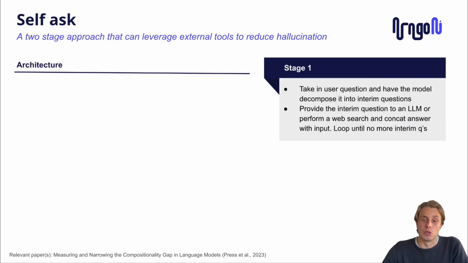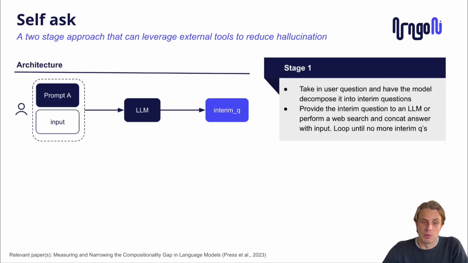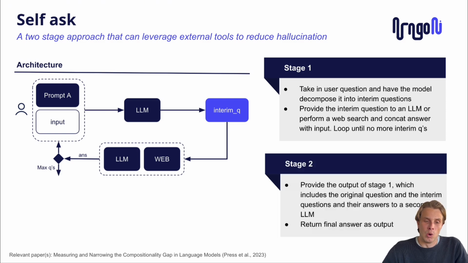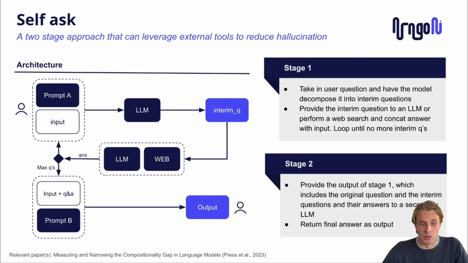Self-ask, this is another two-stage approach. So let's begin with stage one. In stage one, we take the user's input and we have a prompt that asks it to generate a series of interim questions. We then move on to taking these interim questions and we can either provide them to another large language model call, or for example, you could use an external tool like the web to generate an answer for the interim question. We then can move into stage two after one of the following occurs.